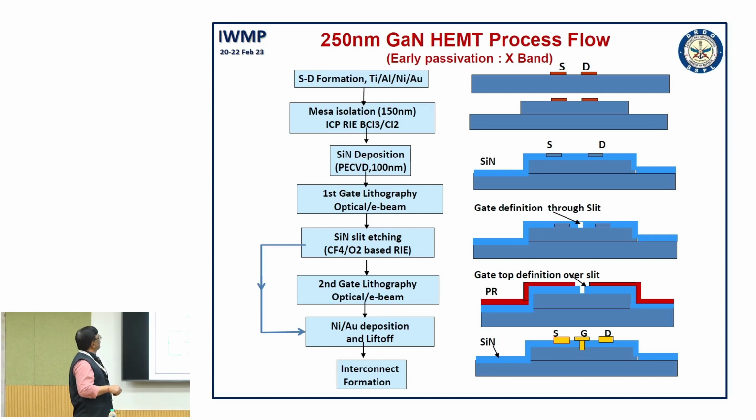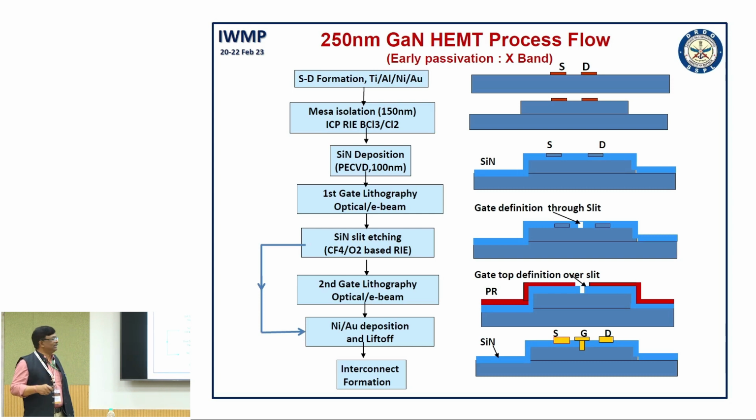Coming to the process flow for this 250 nanometer GaN HEMT, we start with source drain fabrication. Then once we fabricate source drain, we go for device isolation either with MESA etching or ion implantation. Here in the picture I have shown it with MESA isolation. Then we do passivation. This we call early passivation, because the HEMT characteristic is a great function of your initial surface state. So, you have to preserve the initial surface state of the wafer. So, we do not want to expose the surface to different chemicals.